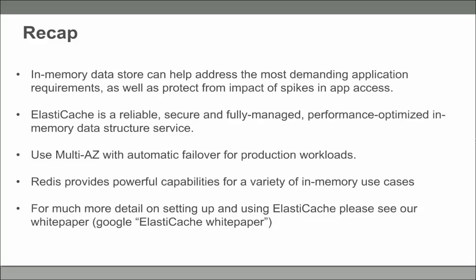If you're using Redis in production, we highly recommend that you use Multi-AZ with automatic failover. Keep your replicas in different availability zones from your primary, and also take daily snapshots. The best practice here is we recommend you do those from the replica to minimize any load on the primary. Now, all these topics and many more are covered in our white paper called Performance at Scale with Amazon ElastiCache. You can just Google ElastiCache white paper, and that's the first thing that will show up.